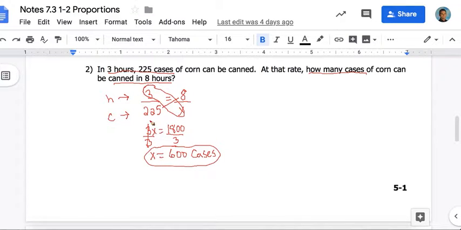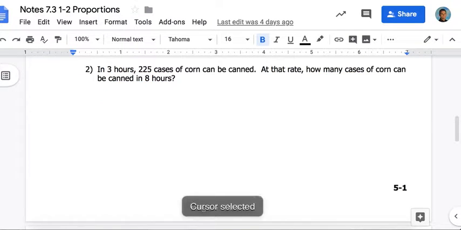Now, could I have written this a different way? Yes, I could have written 225 over 3 and x over 8. That would be cases over hours. I could have also done cases over cases, 225 over x, 3 over 8. And no matter what proportion I write, I will always have the 3 diagonal to the x if it's a correct proportion. Okay, go ahead and turn the page and let's look at the examples on the back.